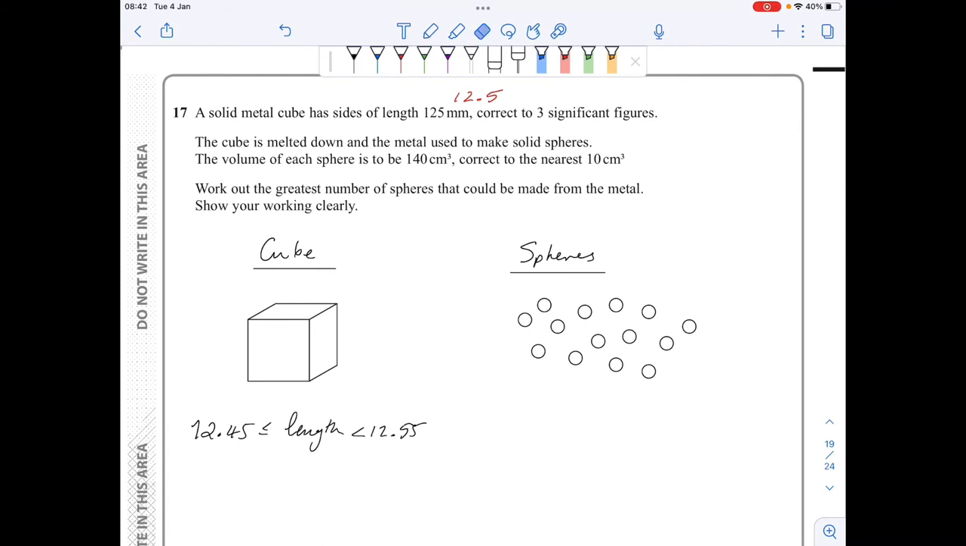Hence, the volume of the cube is between 12.45 to the power of 3 and 12.55 to the power of 3. Now, the volume of each sphere is 140, and this is to the nearest 10, so its lower bound is 135 and the upper bound is 145.